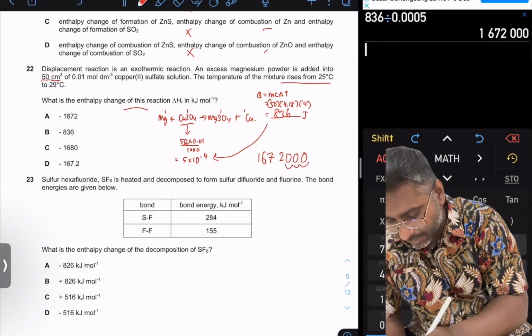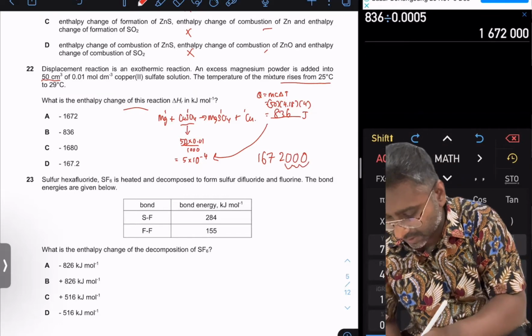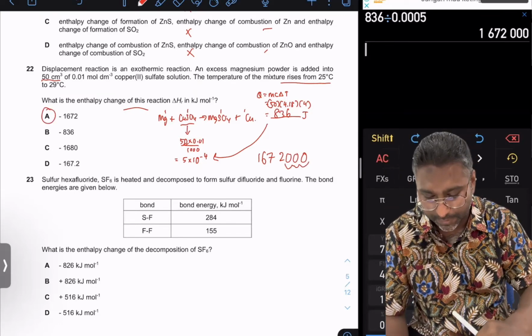But don't go straight away answer, because it's going to be exothermic. It must be negative. Please take note of that.